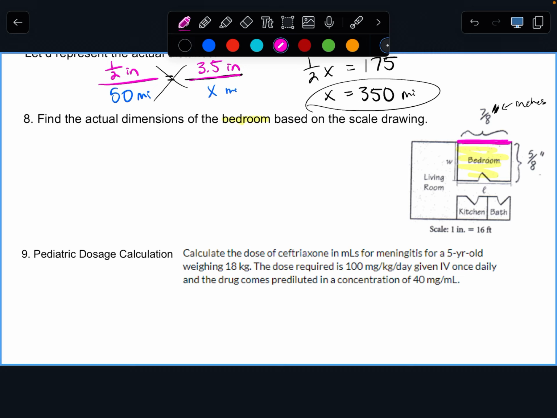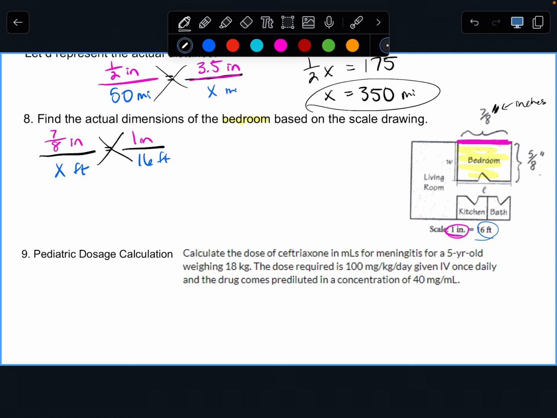We're going to do the length first. So 7/8 of an inch is to X feet. But we're given the scale: 1 inch is to 16 feet. Now don't use your calculators. You're so obsessed with your calculators. In the later math there are no calculator portions, so I want you to get used to this stuff.